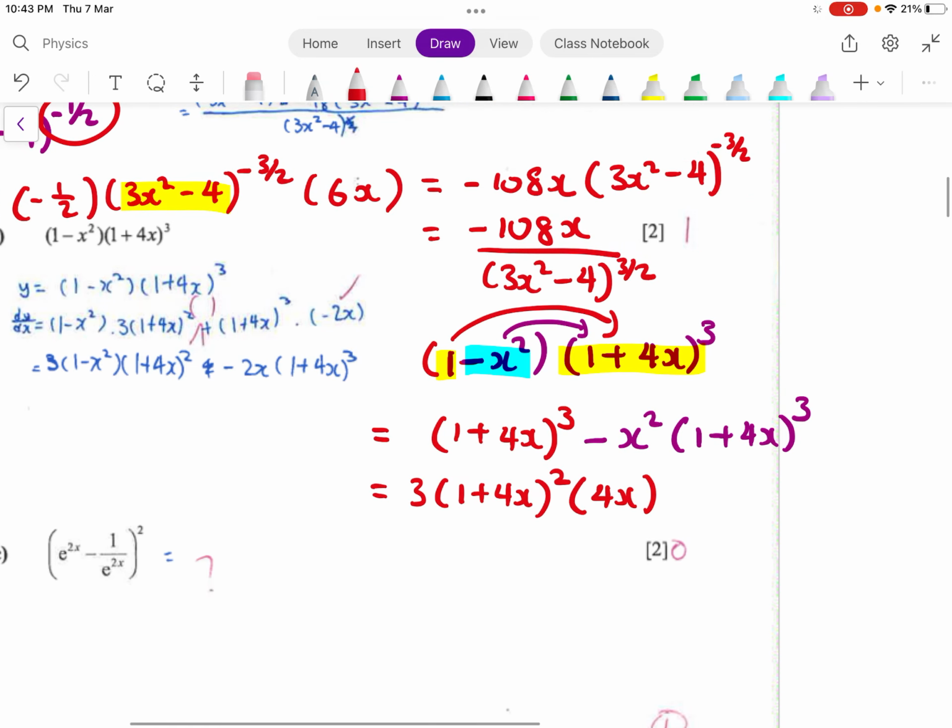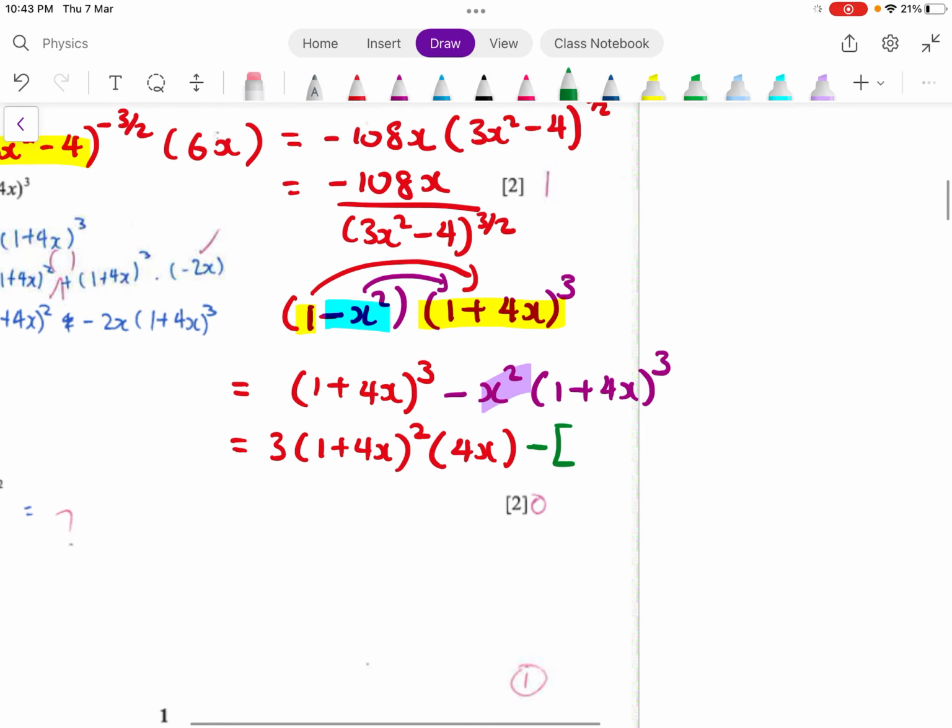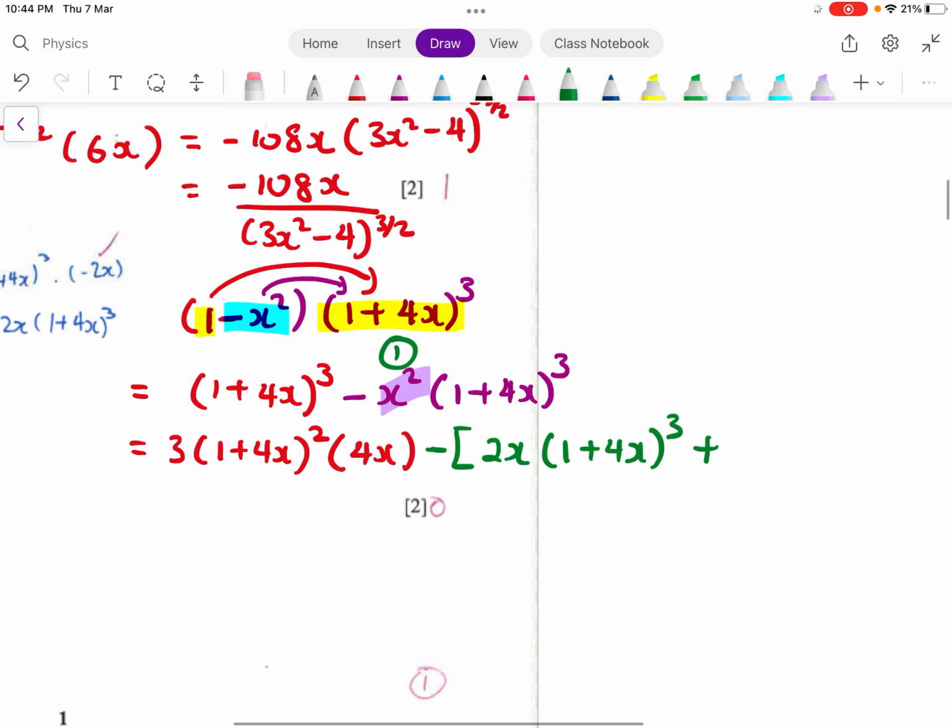Now we look at the second bracket. Second bracket, sad to say, we have to do the product rule. So I simply put a minus first, then I put a square bracket. Next I differentiate: keep, plus, keep, differentiate. So I differentiate the x squared first, which means you will get 2x. Of course, you keep this bracket here, (1 plus 4x) to the power of 3. Then of course the next part, put a plus, then you keep x squared.